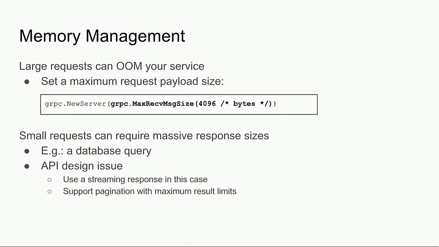This goes back to the API design issue, though, and how it's hard to fix things when they start out broken. In this case, you should support pagination for this RPC, and limit the number of results that you can have, or just do a streaming mechanism there.